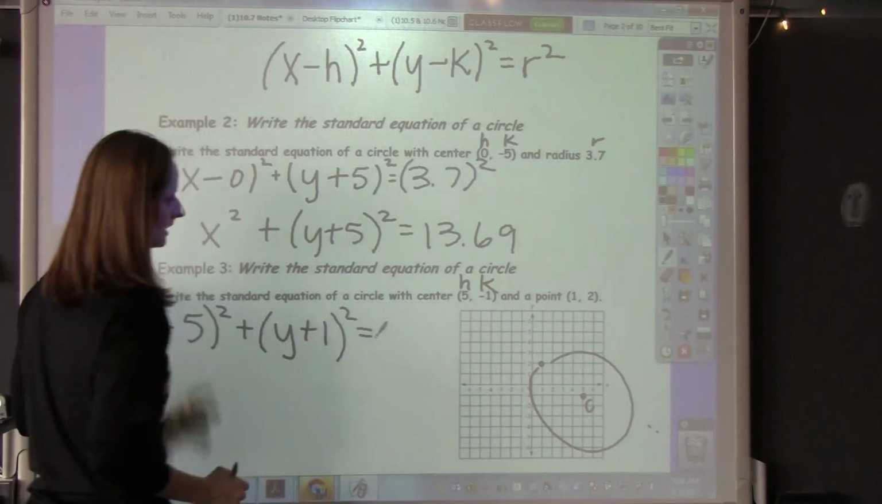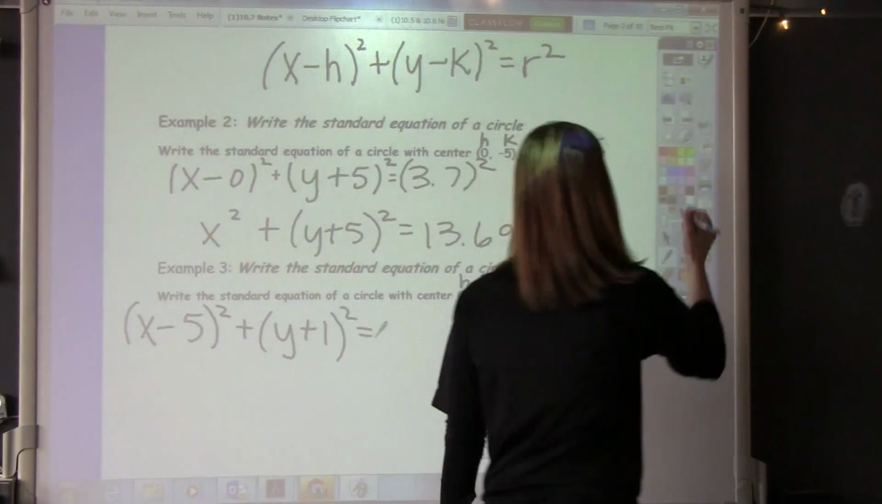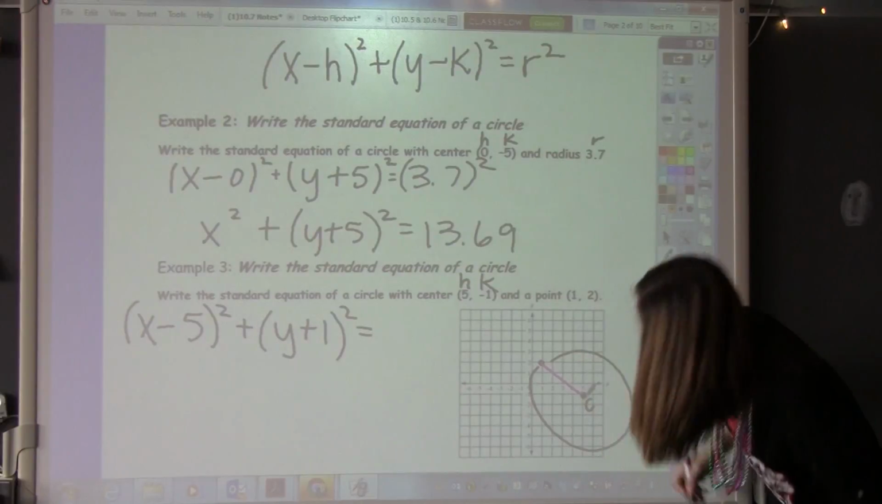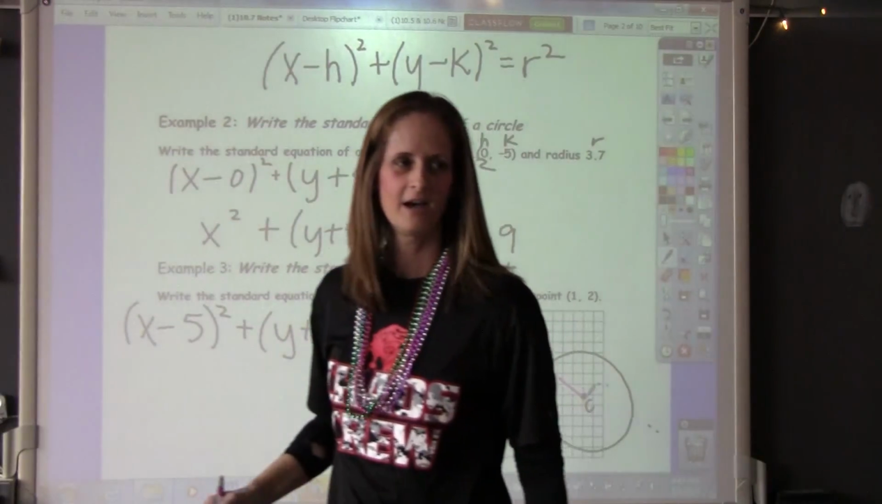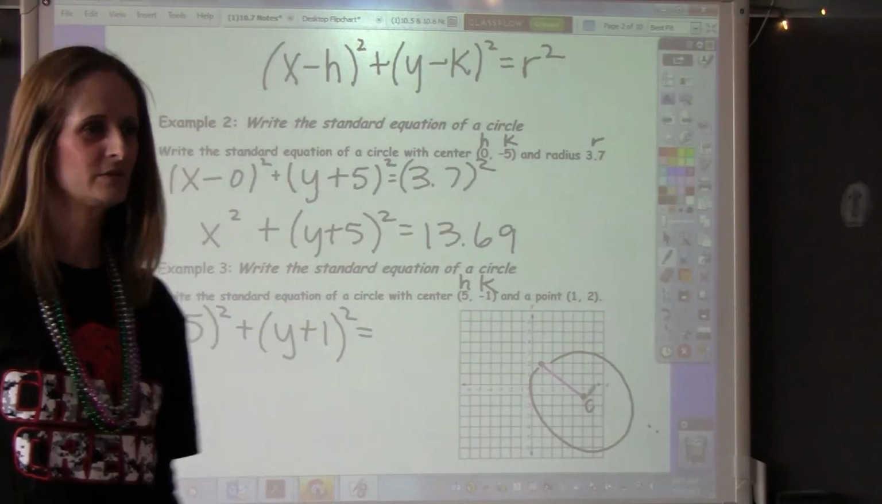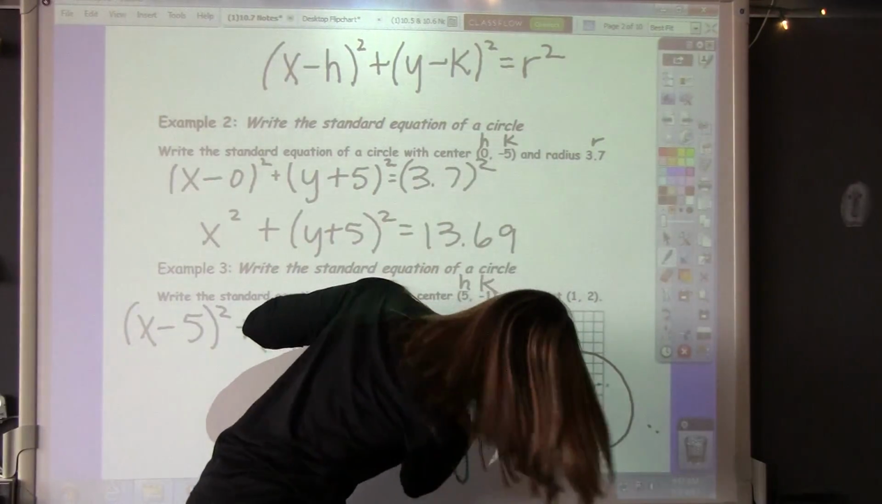Now, we need the radius. We don't have the radius. This is the radius. How are we going to find the length of that diagonal line? You guys are brilliant. Pythagorean theorem. Daniel, we already said it. Pythagorean theorem.